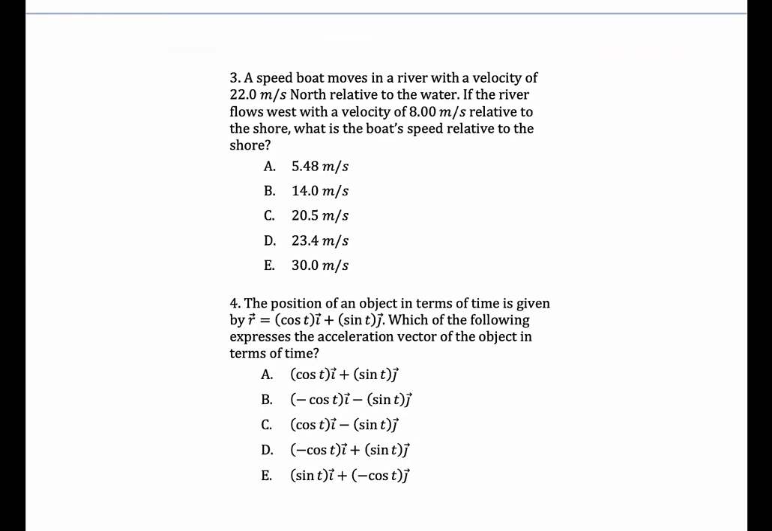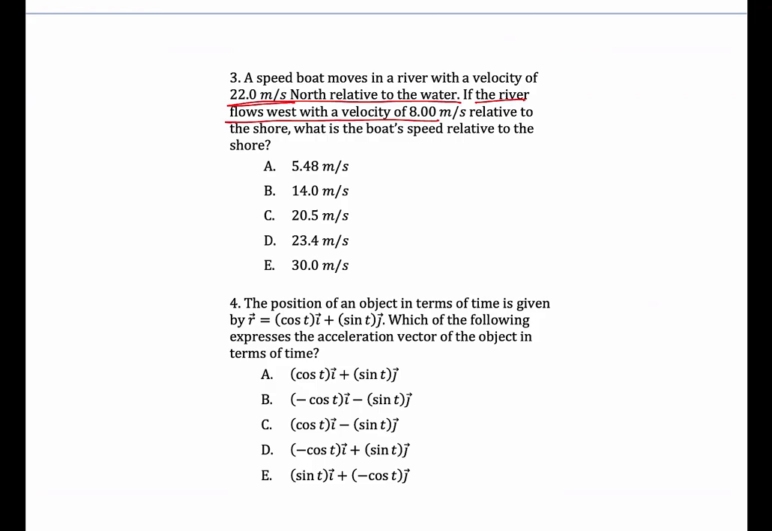We'll start with question 3. You can pause if you want in order to read the question. However, the question mentions that we have a boat moving in a river with a velocity of 22 meters per second north relative to the water, and the river flows west with a velocity 8 relative to the shore, and we want to find the velocity of the boat relative to the shore.